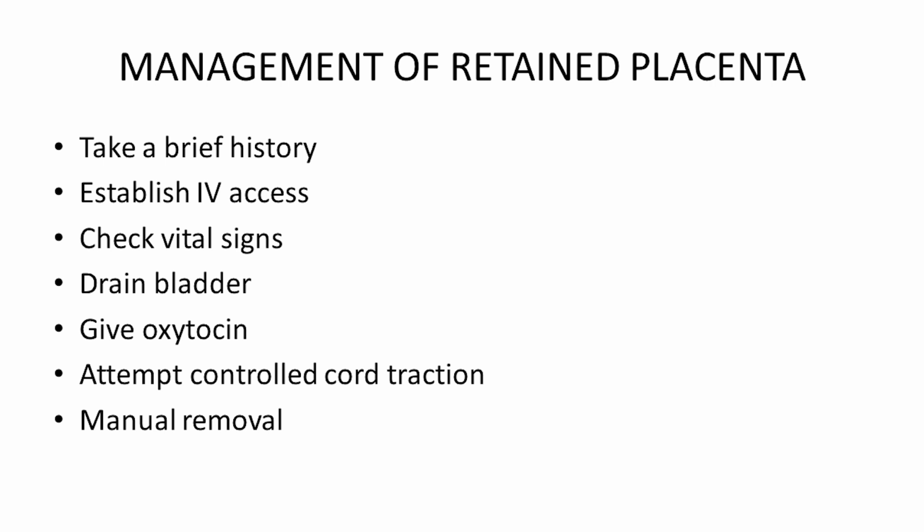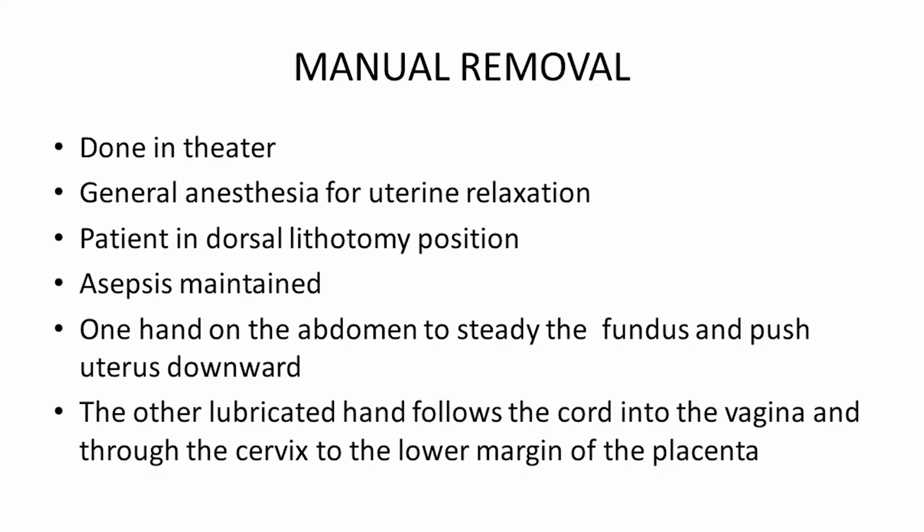One should administer oxytocin to the patient, and also attempt controlled cord traction, where the placenta may deliver. Now, if all this fails, after draining the bladder, giving oxytocin, and attempting controlled cord traction, then a decision has to be reached to perform manual removal of the placenta. Manual removal of placenta is done in the theater. The reason is that it could be associated with some complications.